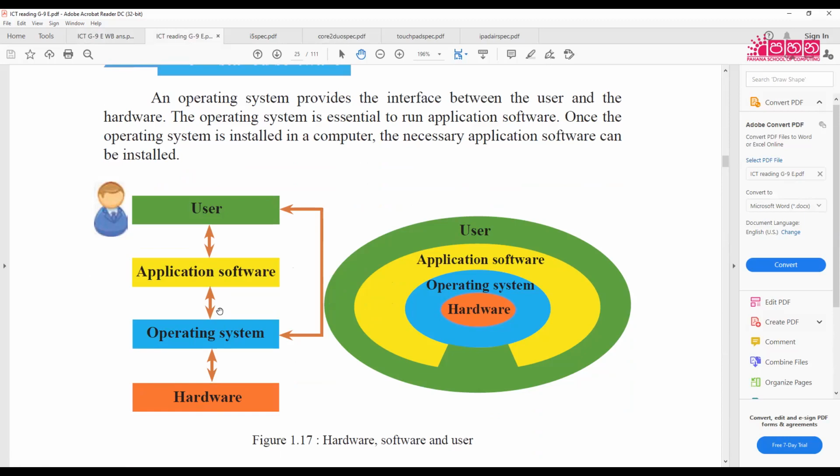Now, if you go back to my specifications, I told you my machine has Windows 10 operating system. And that's the operating system. And then you have application software like Word, Excel, PowerPoint, Paint. So those are known as application software. So usually you will have a set of application software as well as the operating system. Using this software, a person can interact with the hardware. So that's how usually it works.